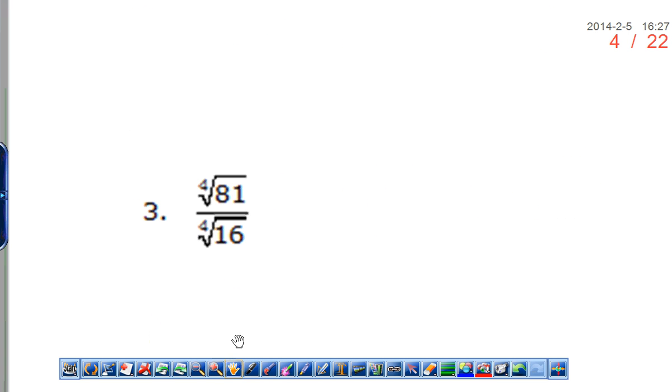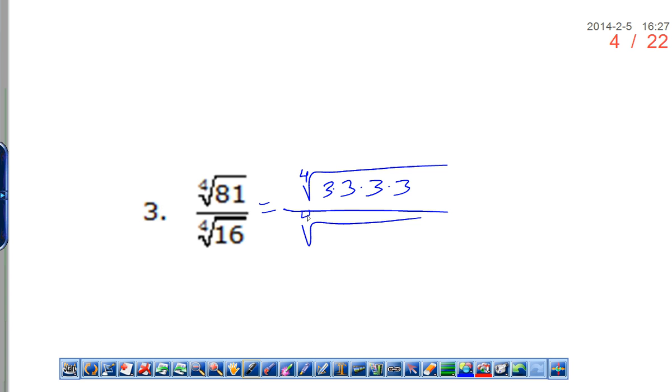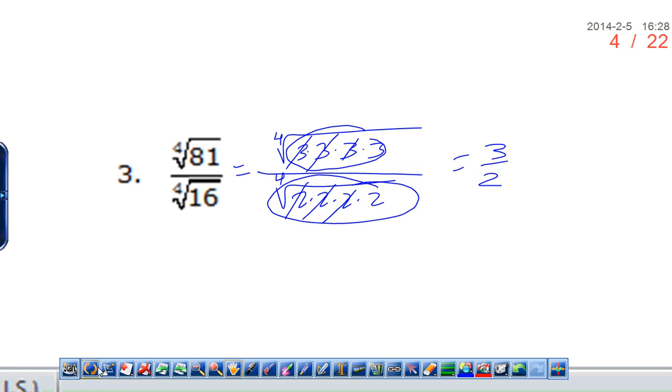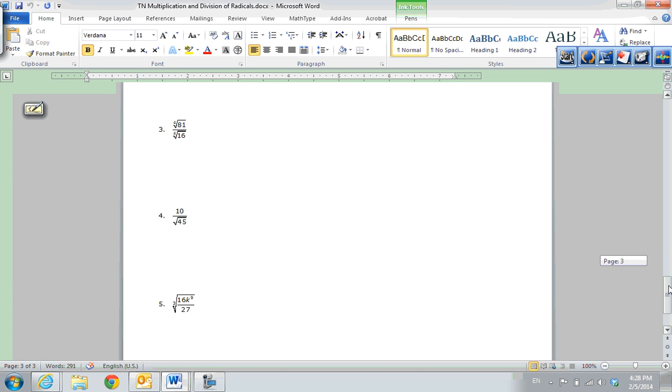And then the stuff I skipped to. Number 3, fourth root of 81. So this gives you 3 times 3 times 3 times 3 over 2 times 2 times 2 times 2. So you need 4 to be able to take 1 out. So there's your 3 halves. Sorry about skipping earlier. That was just miserable. And then 5 and 6, same idea.